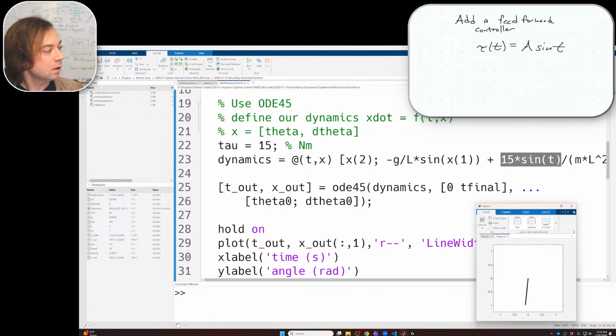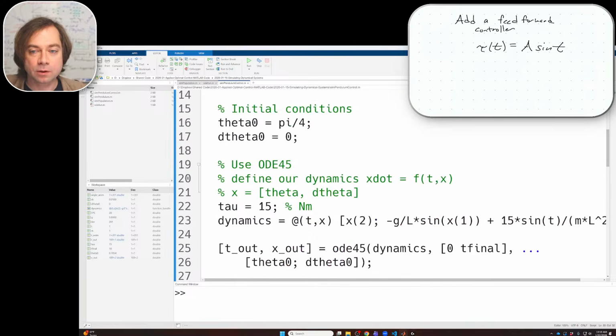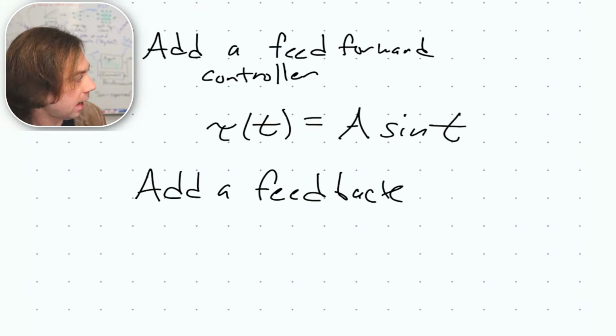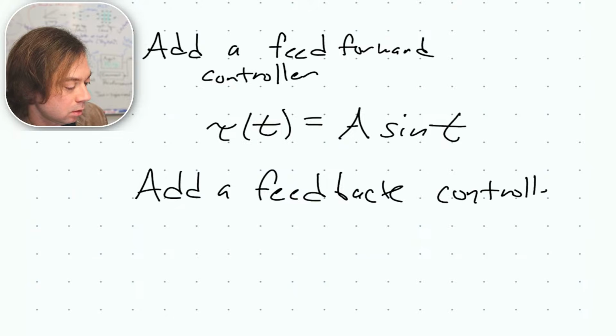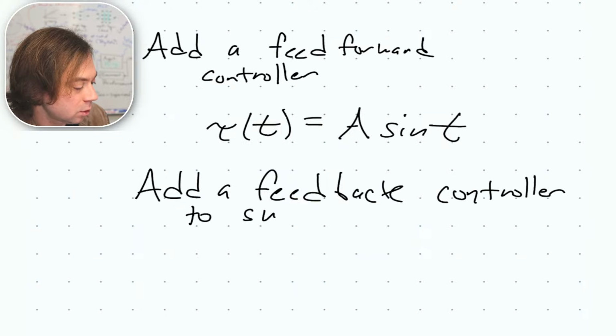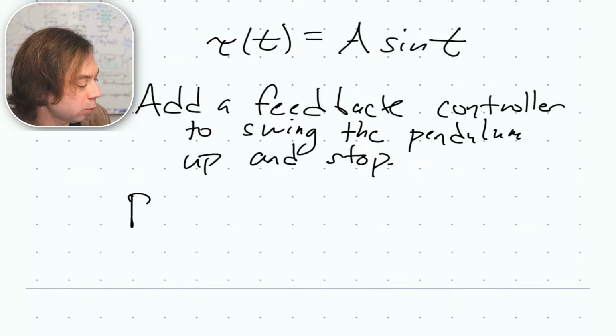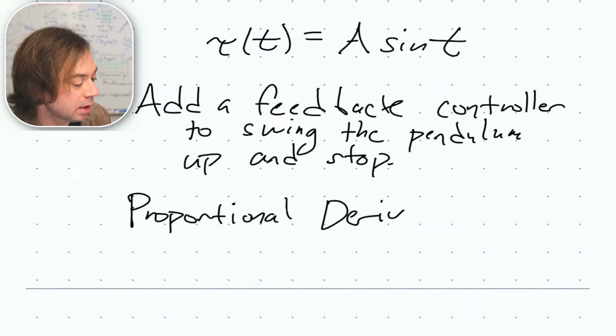Okay. So, swinging back and forth. Awesome. So that's a feed forward controller. But what we want to do is add a feedback controller to swing the pendulum up and stop. And for that, we're going to use a proportional derivative controller that we're just going to design by hand.